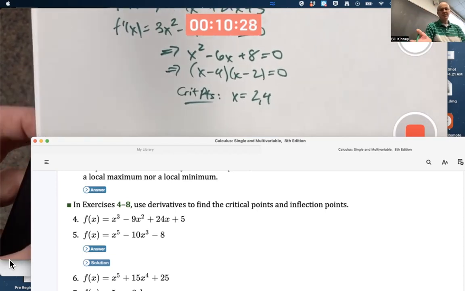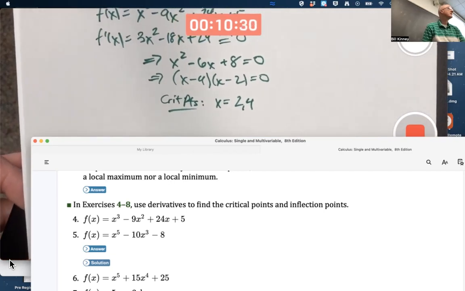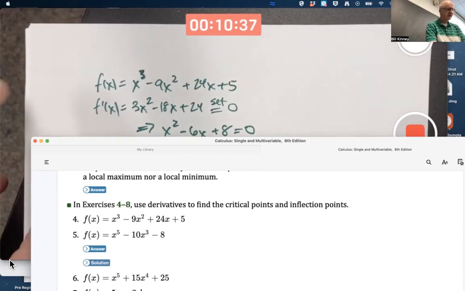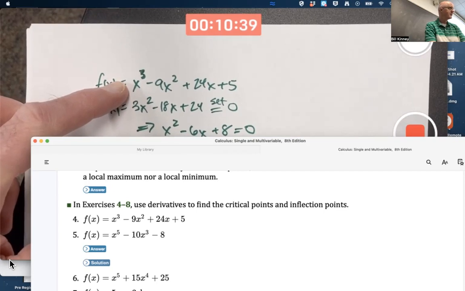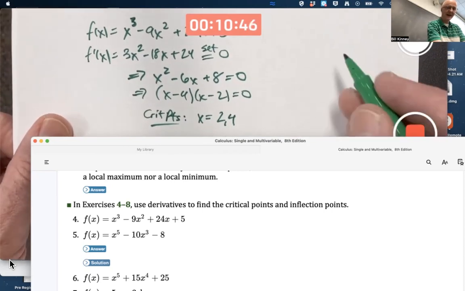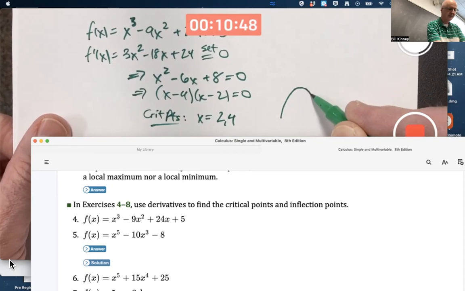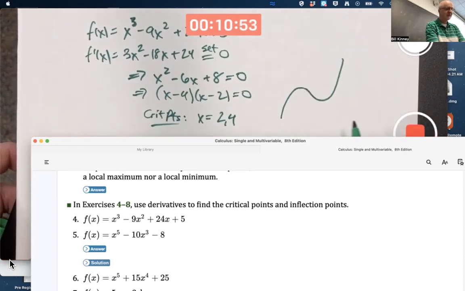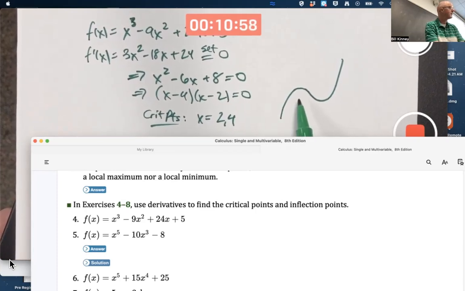It doesn't ask you in this problem to classify the critical points. But let's do that. Let's go beyond what's being asked for. Now, if you know what the graphs of cubics behave like, especially when the coefficient of x cubed is positive, like it is here, when you've got critical points where the derivative is 0, the graph has to look like this. Go up, then down, then back up again. So without applying the first or second derivative test, I know there's going to be a local maximum at 2 and a local minimum at 4.